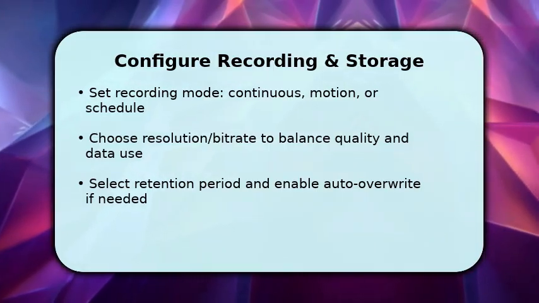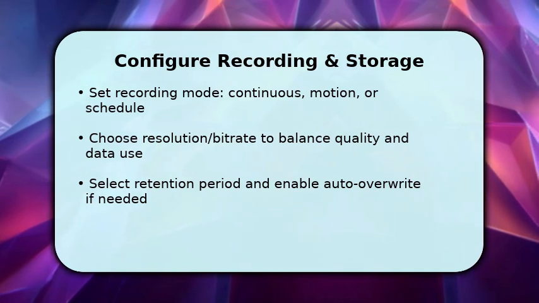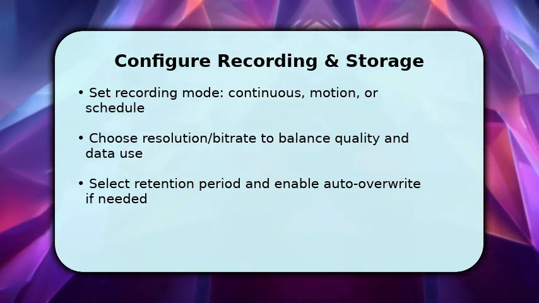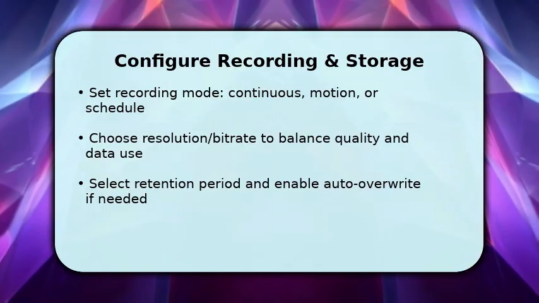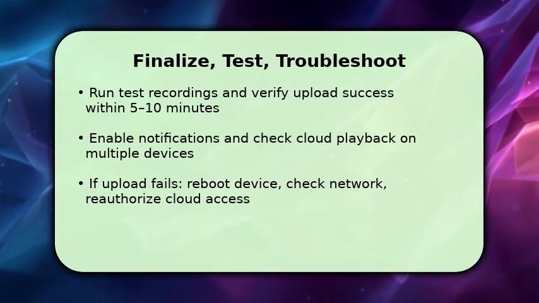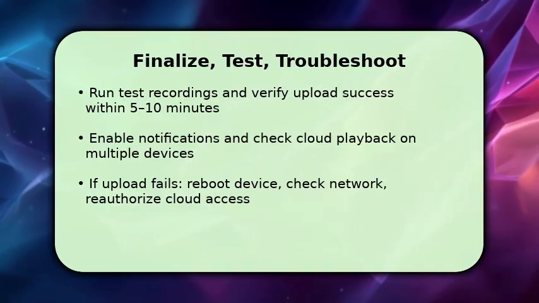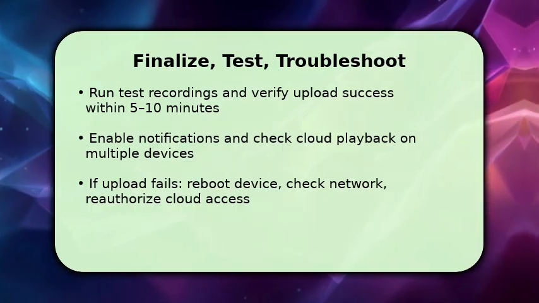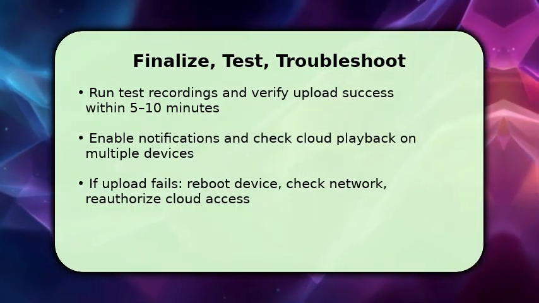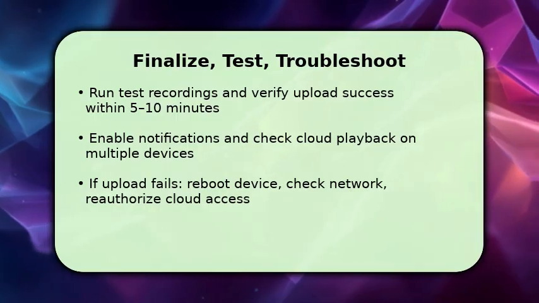Make sure to link any local event tags to cloud folders, so clips are indexed and easy to find once uploaded. Finish by performing test recordings and confirming they appear in the cloud within a few minutes. This validates the pipeline. You should also test playback on your phone and web portal and enable push or email notifications for events. If something goes wrong, start simple.